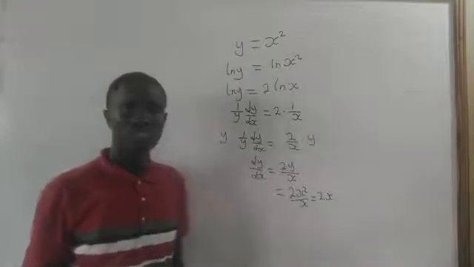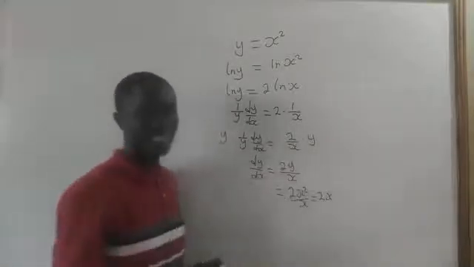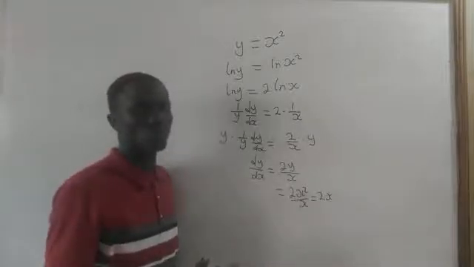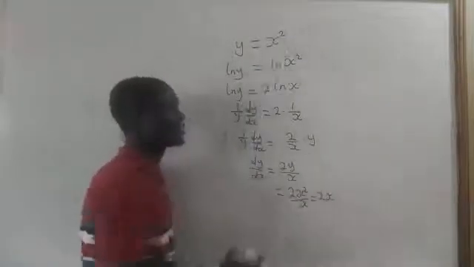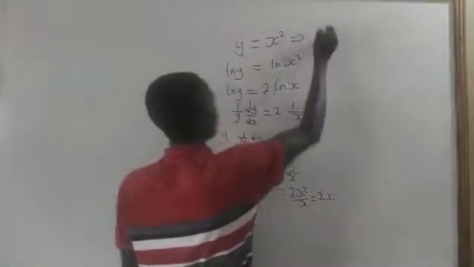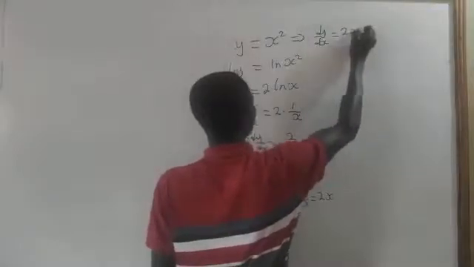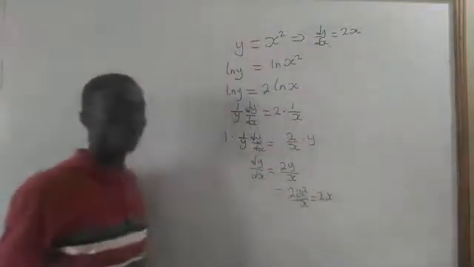So Harriet, you see, I took natural log of both sides. I've gotten this answer. So this is a very simple question. You don't need to go through all these steps to get there. Just differentiate it. dy on dx equal to 2 times 1 is 2, and the power 1 will get x.